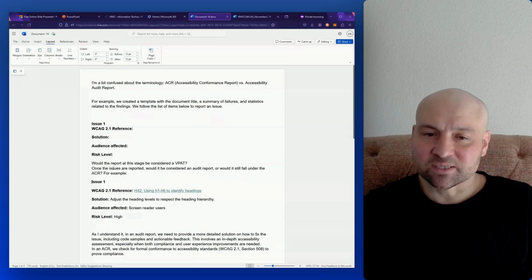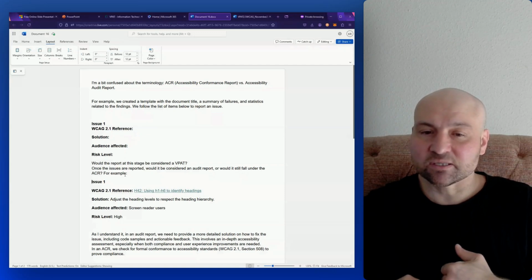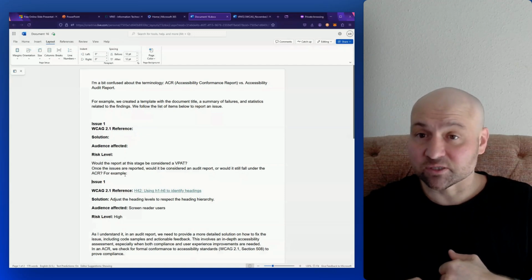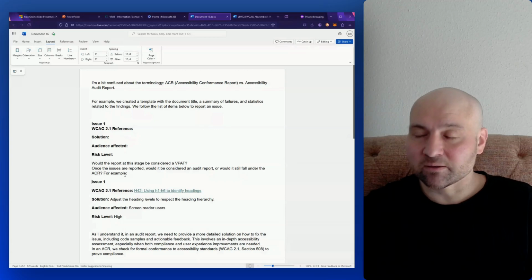Then the next question is, once the issues are reported, would it be considered an audit report, or would it still fall under the ACR? So no, once you have the issues in there, if it's an audit report, it's just an audit report, because with an audit report, you can really determine what you want to include. It's not a standard document. So audit reports usually have some commonality.